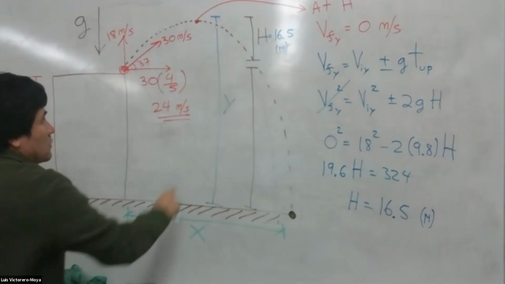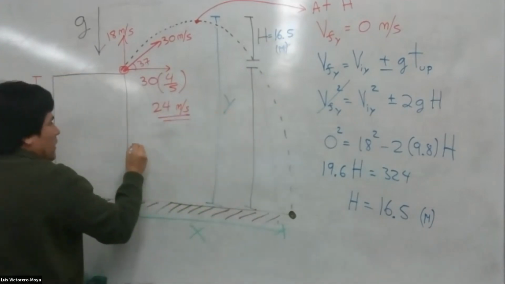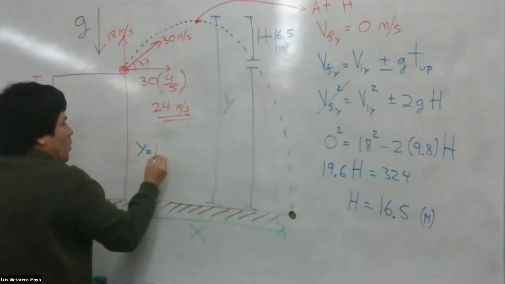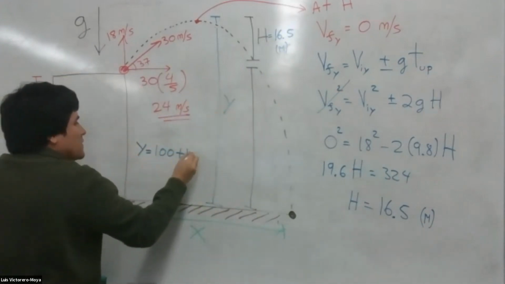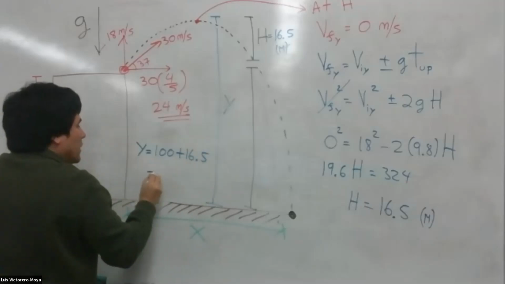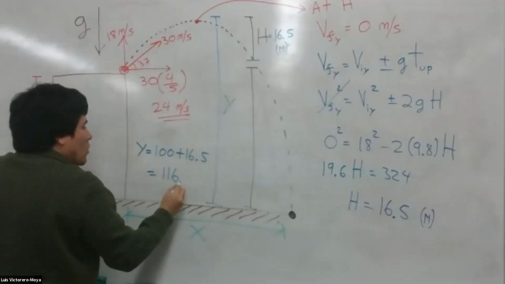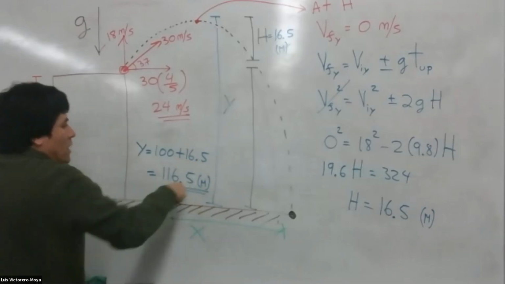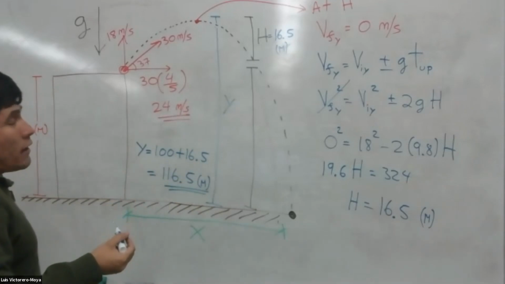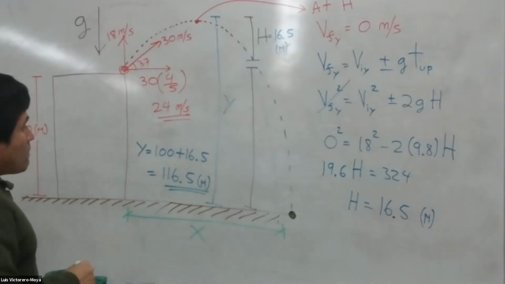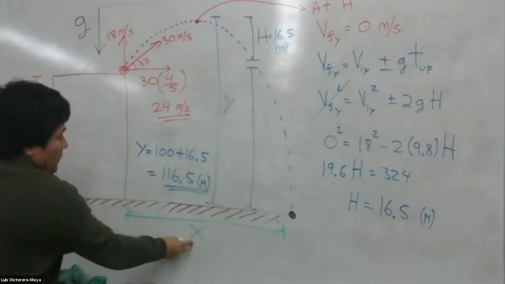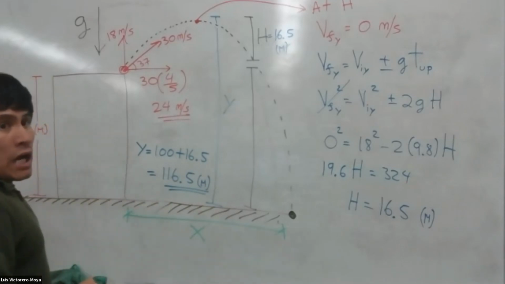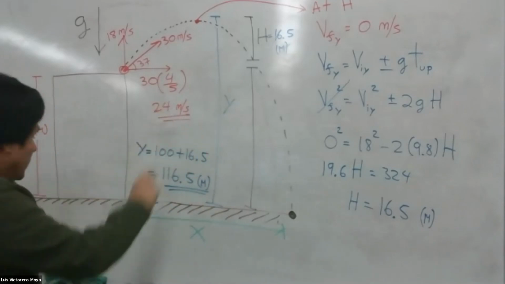So y, I can put here, y equals 100 plus 16.5. That gives me 116.5 meters. That's how much it will go down. So I already found the maximum height. However, to find x, I need to know the time to go up and the time to go down. So I'm going to erase that.